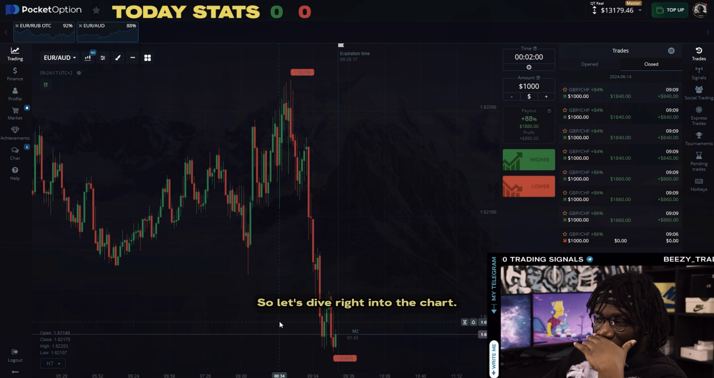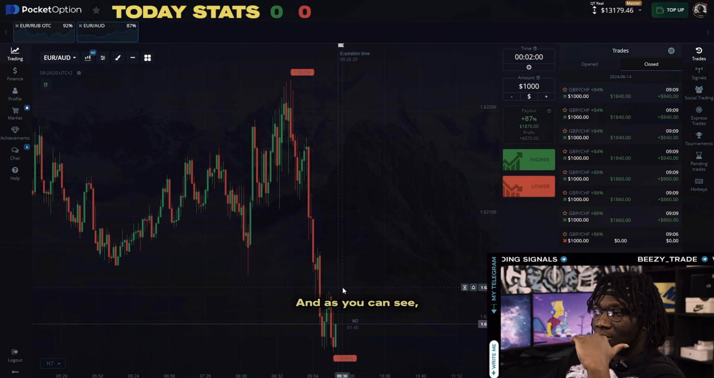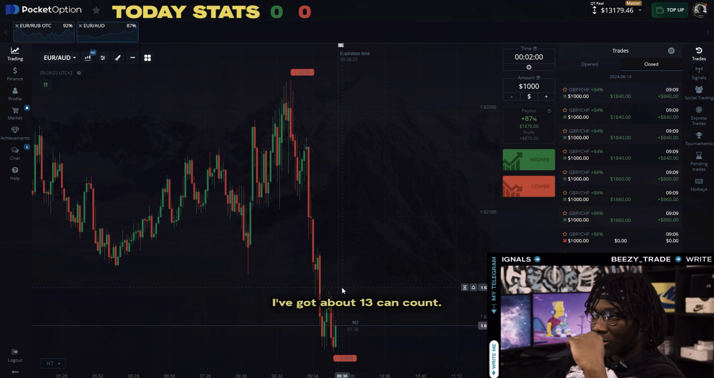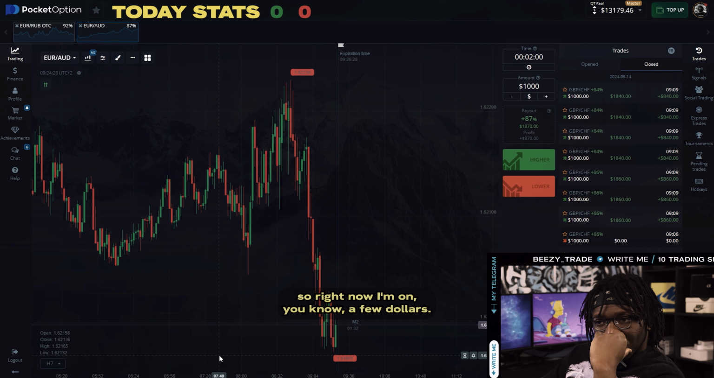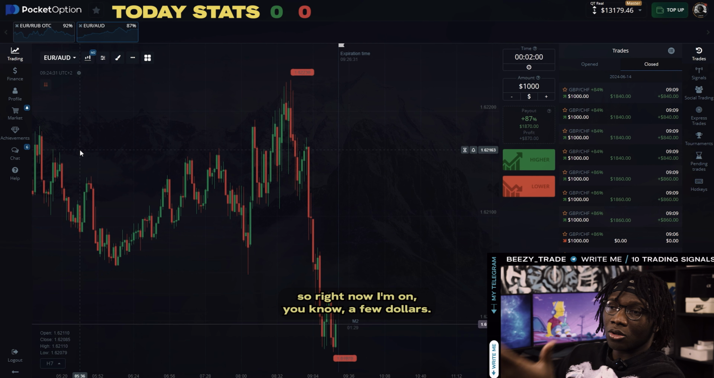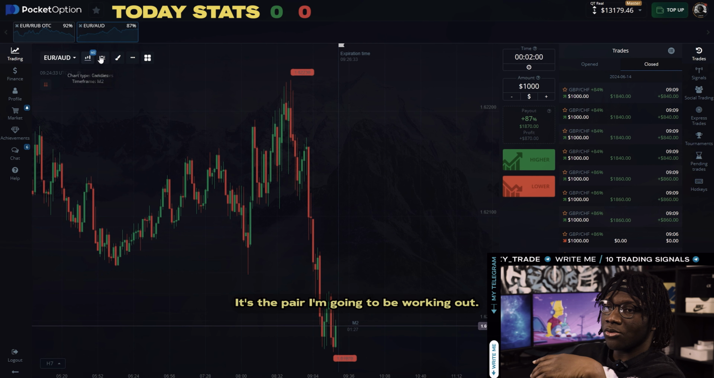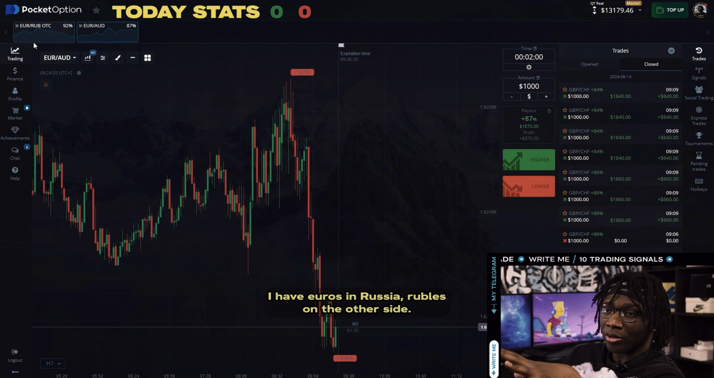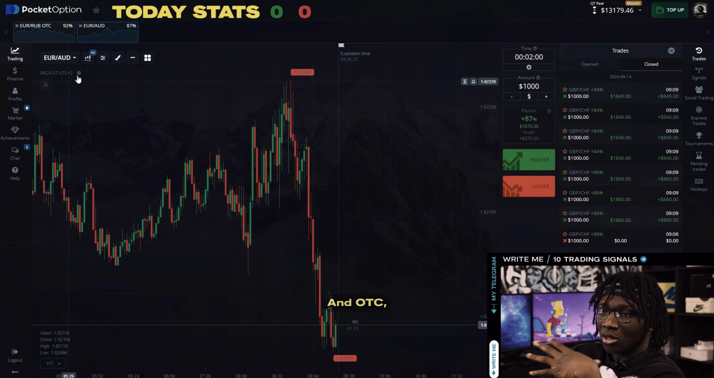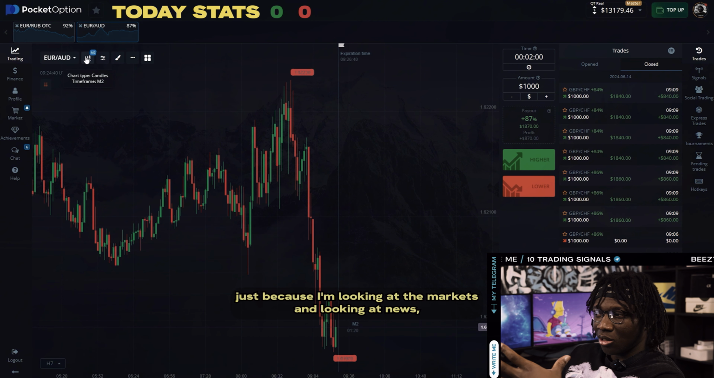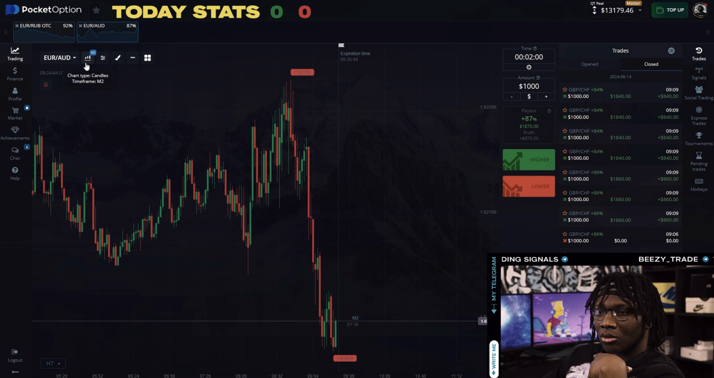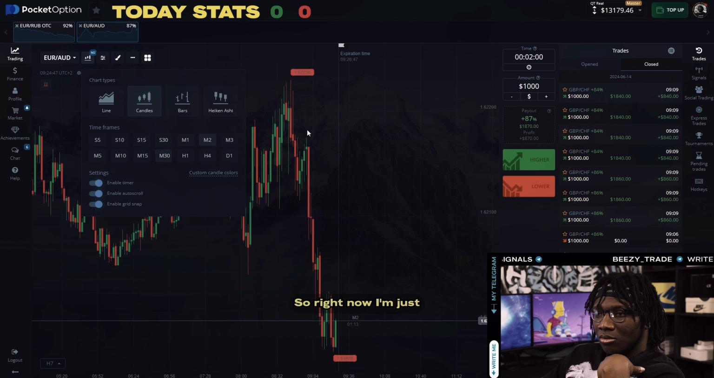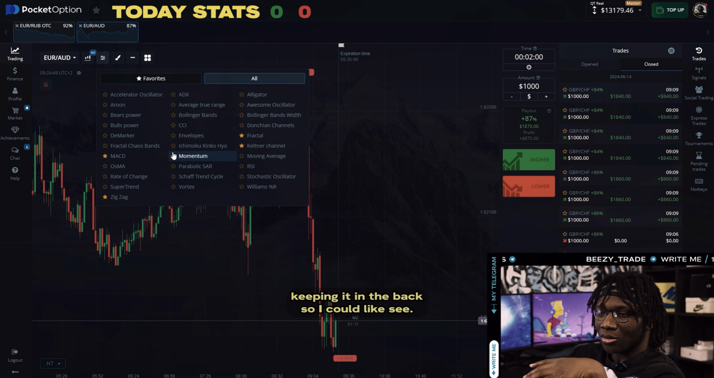So gang, let's dive right into the chart. As you can see, I've got about 13K on the account. You can see on the 14th was my last trade. Right now I'm on Euro Australian dollars. It's the pair I'm going to be working on. I have Euro and Russian rubles on the other side, the OTC, just because I'm looking at the markets and looking at news. I made some money off of it on a different account, so right now I'm just keeping it in the back so I can see.